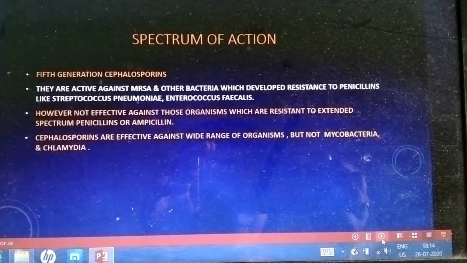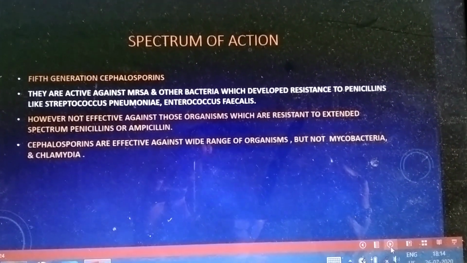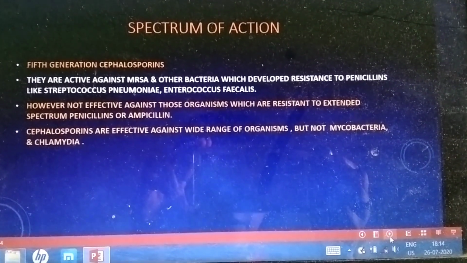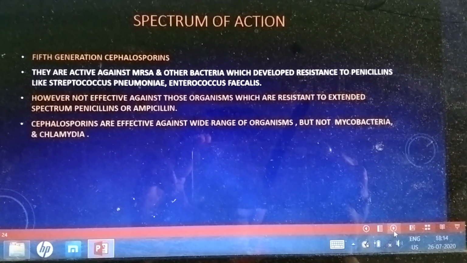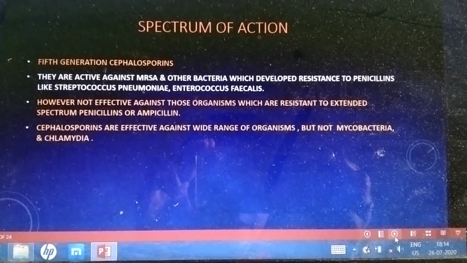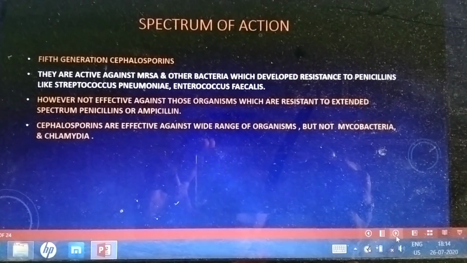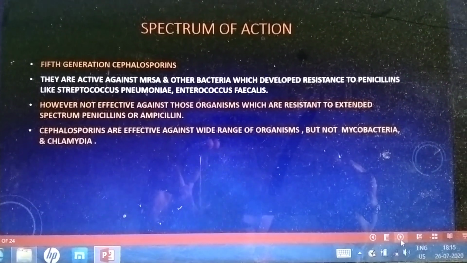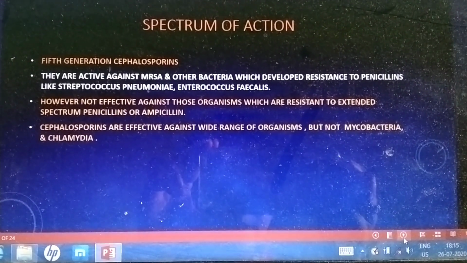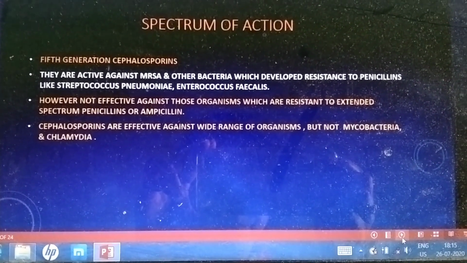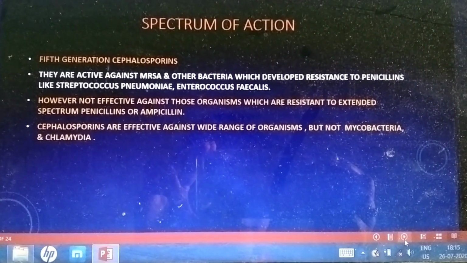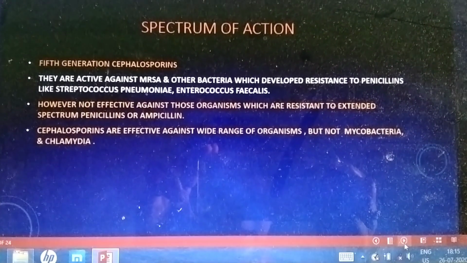Now coming to the spectrum of action of the fifth generation compounds. They are active against the methicillin resistant Staph aureus and the other bacteria which have developed resistance to the penicillins like the Streptococcus pneumoniae, Enterococcus faecalis. However, they are not effective against those organisms which are resistant to the extended spectrum penicillins or the ampicillin.